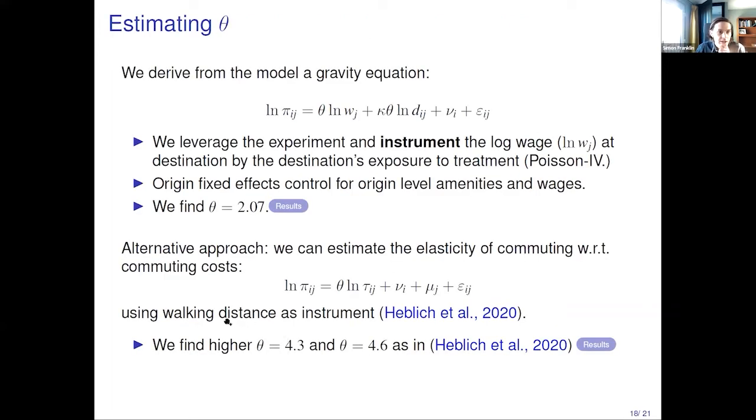Finally, we need a commuting elasticity from the gravity model, which is going to also be the last piece of the puzzle to estimate welfare coming out of our model. Okay, and so that's the last step.